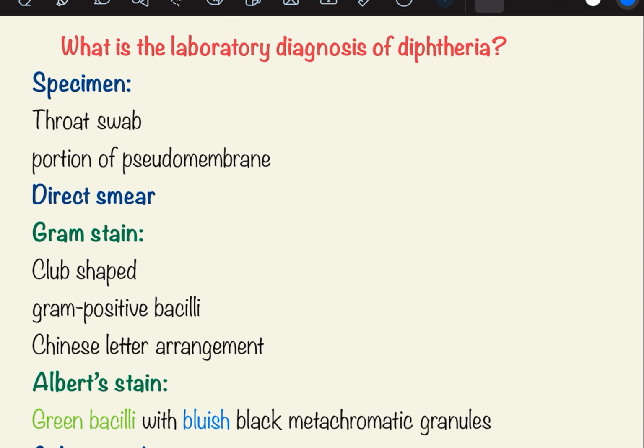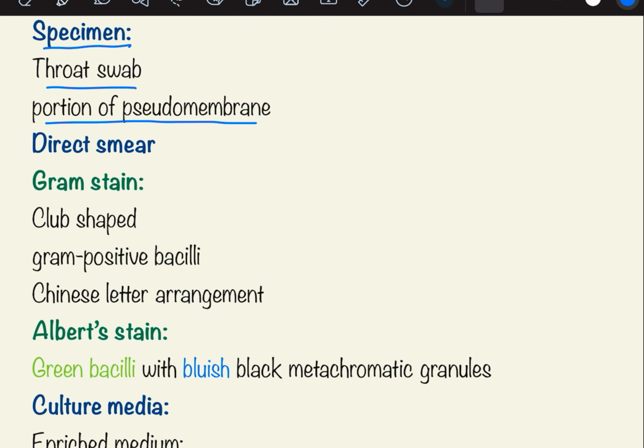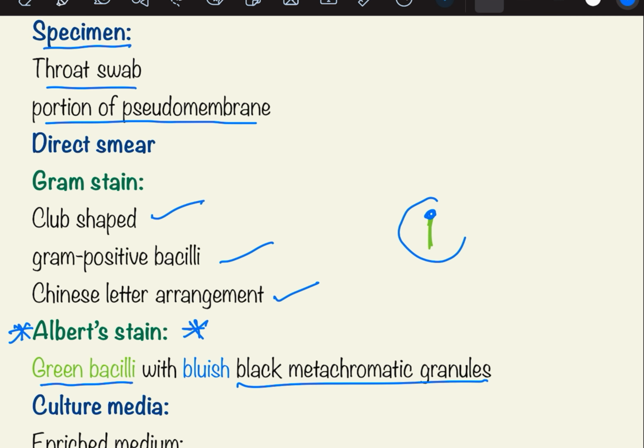What is the laboratory diagnosis of diphtheria? What specimen should be collected? The specimens to be collected are the throat swab and a portion of the pseudomembrane. Coming to the direct smear, the Gram stain shows club-shaped gram-positive bacilli in Chinese letter arrangement. Albert stain is important here: with Albert stain, green bacilli with bluish-black metachromatic granules are observed.